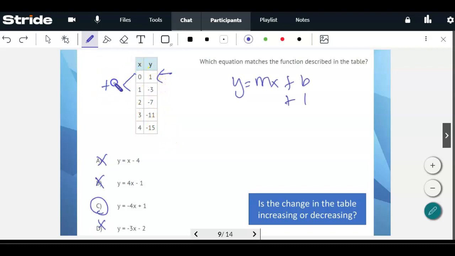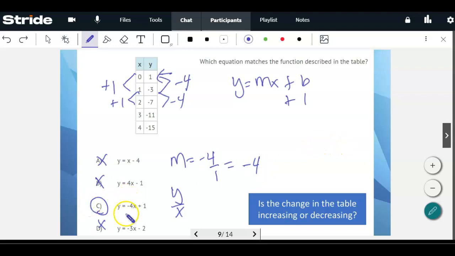So this goes up 1, and to get from 1 to negative 3, just imagine a number line that goes down 4. Same constant here. All right, you can see it should be the same. So our slope is negative 4 over 1, which, remember, is just the y over x. So that simplifies to negative 4. That's what this is right there. So it would be negative 4x and then y equals. So the last question: is the change in the table increasing or decreasing? The slope is negative, so this one is decreasing.